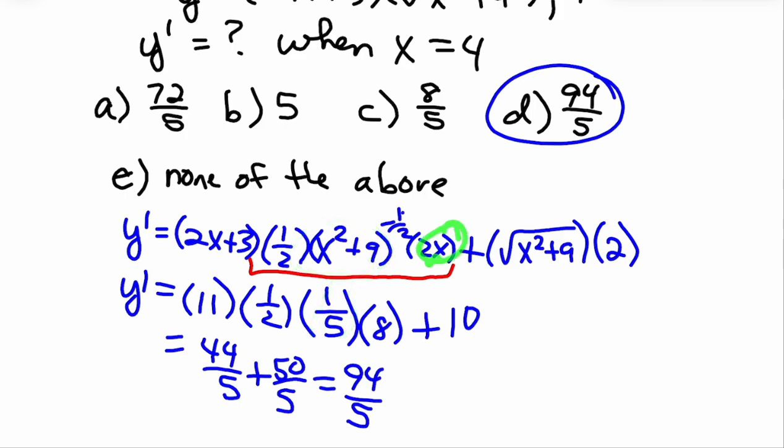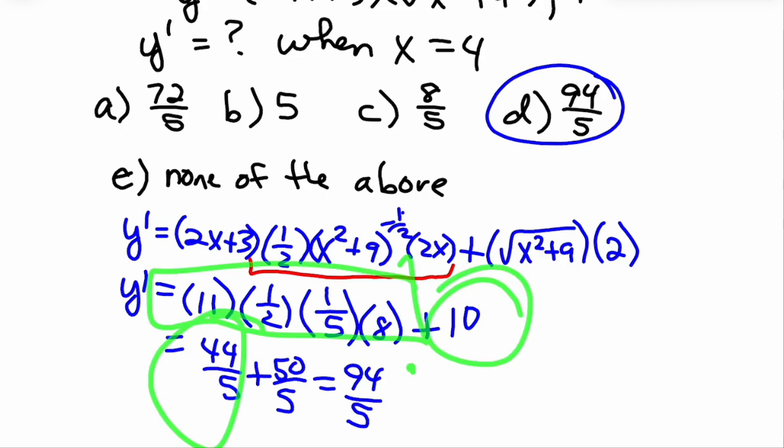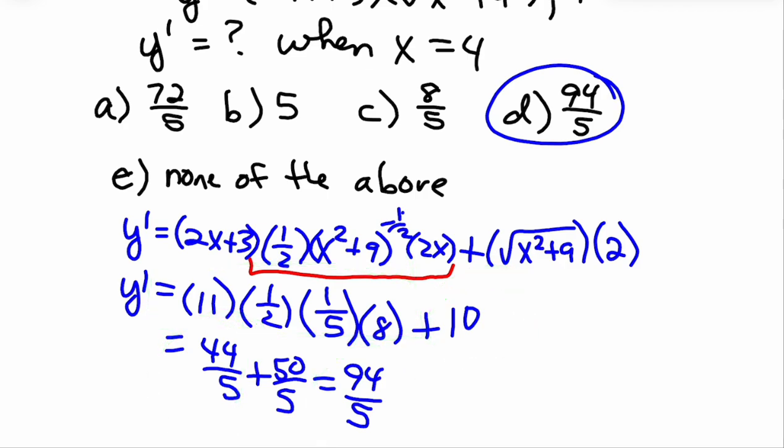And then 2 times 4 is 8. And then again, that's the square root of 25, or 5, times 2 is 10. This becomes 44 over 5. That's 50 over 5, for a total of 94 over 5.